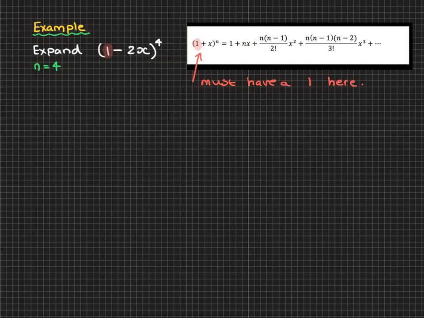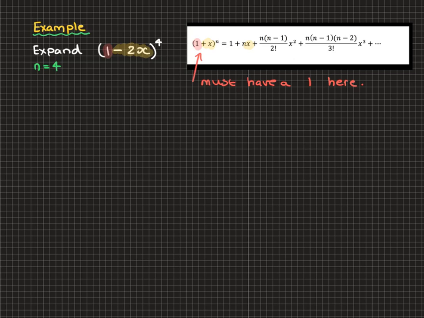So we've got this in the correct format. We have 1 minus 2x to the power 4. The second part of the expansion can be absolutely anything, because all that will happen is that wherever I have an x, I will replace it with what is in my expansion, which in this case is negative 2x. So let's get started. I'm going to stack the terms vertically again.